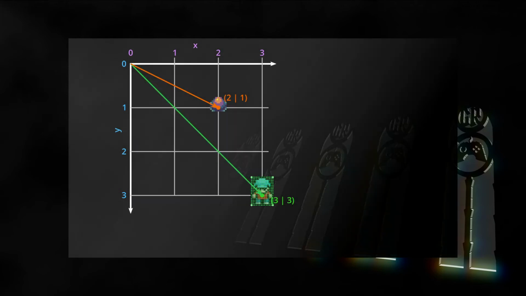Now we need to get the distance from the orb to the fragments. And since we're using vectors, we can just subtract the orb vector from the player's fragment vectors.